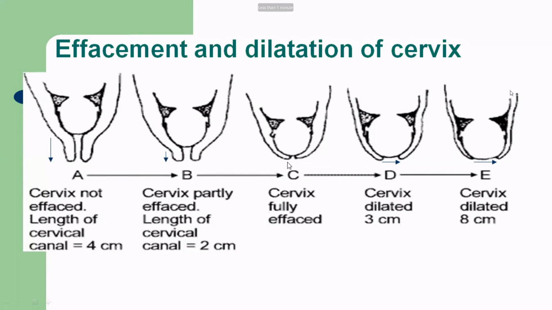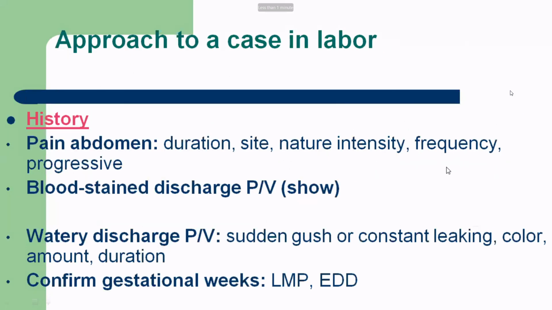Okay, partly effaced. And here you cannot feel any cervix. Here the cervix is fully effaced, but still it is not dilated. Okay. Here you can see the gap between the lips of the cervix has increased, so it is 3 centimeters dilated. And here only a small part of the cervix is being felt, and it is 8 centimeters dilated and fully effaced. Right? So how do we approach a case in labor?